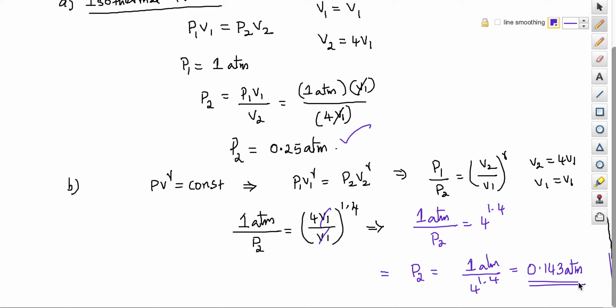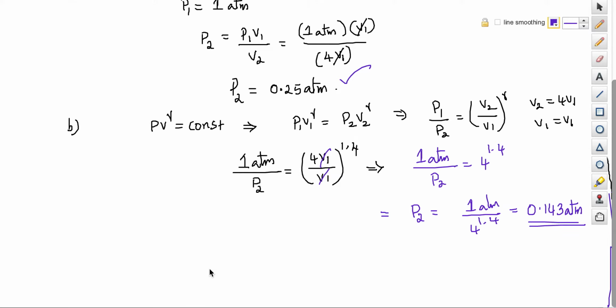And one more important thing here, in adiabatic process temperature changes. Now let's find out how the temperature changes in the adiabatic process. What is the relationship between temperature and volume? That is T1 divided by T2 is equal to V2 divided by V1, power gamma minus 1.